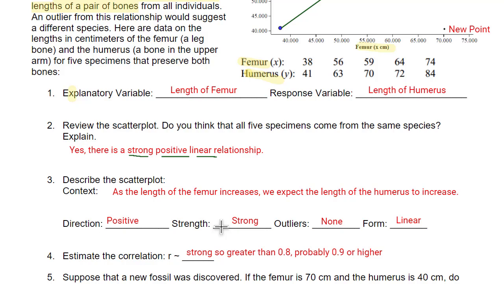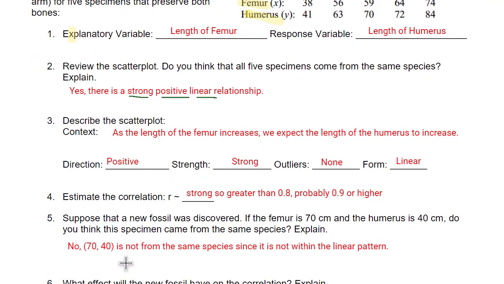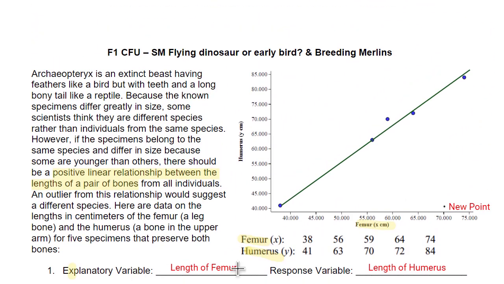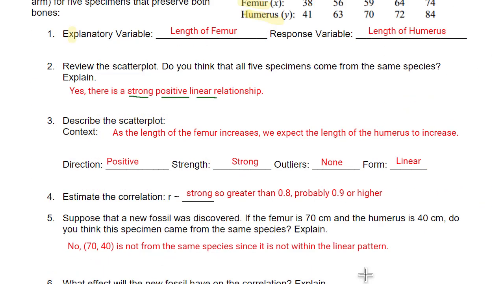Now, suppose that a new fossil is discovered. If the femur is 70 centimeters and the humerus is 40 centimeters, do you think this specimen came from the same species? Coming back here, that would be your new point right here. See that? It does not fall at all on that relationship. So we would say no, it's not from the same species, since it's not within the same linear pattern.